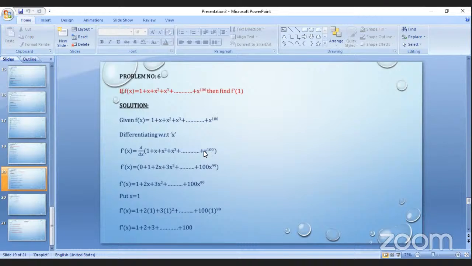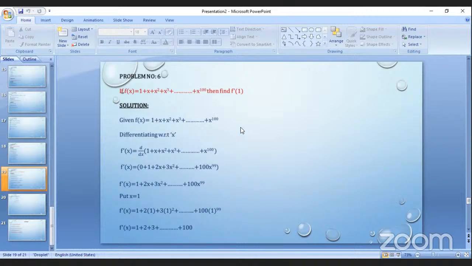Using the same formula, here n equals 100, so 100 into x power 100 minus 1, and 100 minus 1 is 99. So f dash x equals 1 plus 2x plus 3x square plus so on plus 100 into x power 99. It is the value of f dash x.